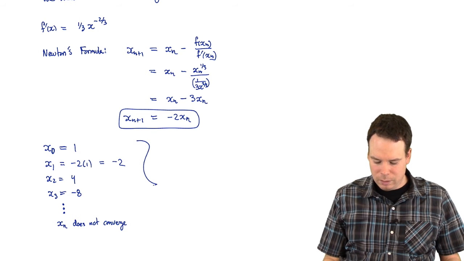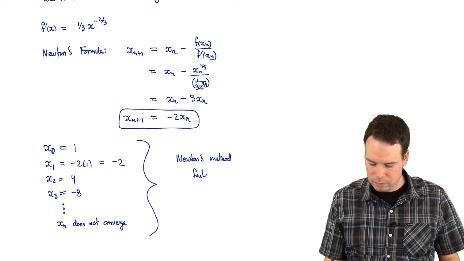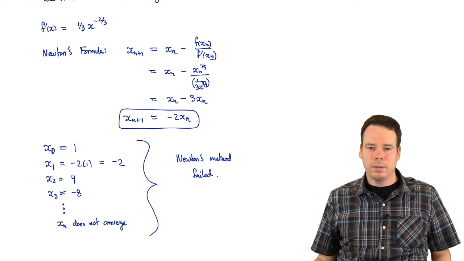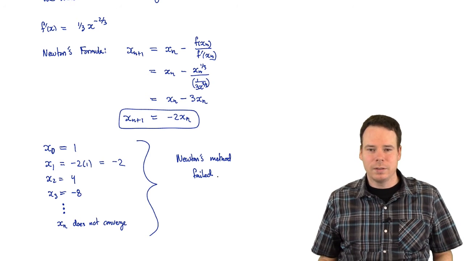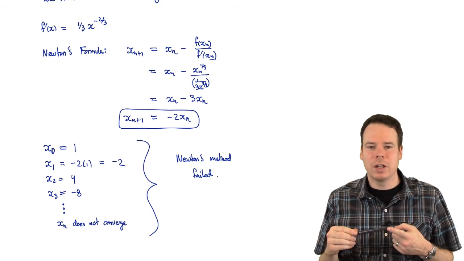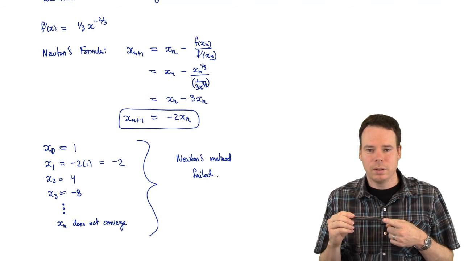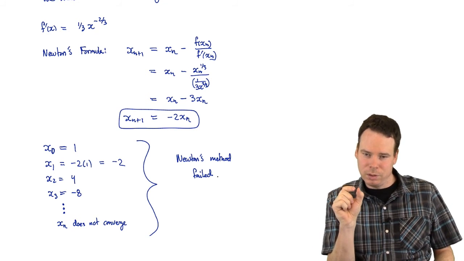So what does that mean? It means Newton's method failed in this case. Now, there can be different reasons for why Newton's method fails. The most common one you're going to see in practice is you probably failed because you didn't take a good initial guess. You want that x0 value to be good, so that it's nice and close to the root, so that when you apply the formula you get closer and closer and closer.